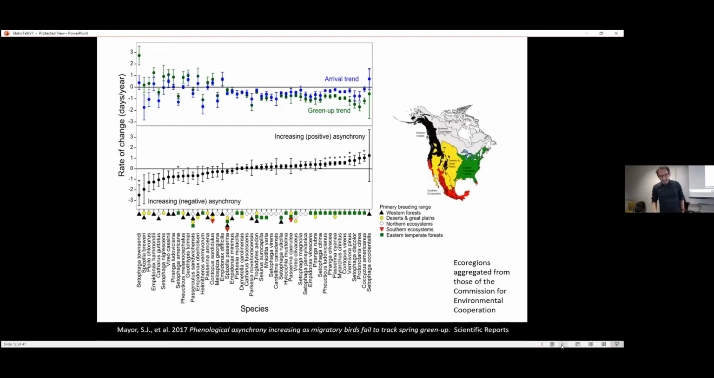No surprise, that matches the pattern I showed you at the very beginning with vegetation phenology. In the West, we see lots of indications of increasing negative asynchrony, for the most part, not entirely, but mostly. And all of the positive asynchronies are in the East, where we're seeing earlier spring green outs. So that's purely a pattern related to spatial differences.